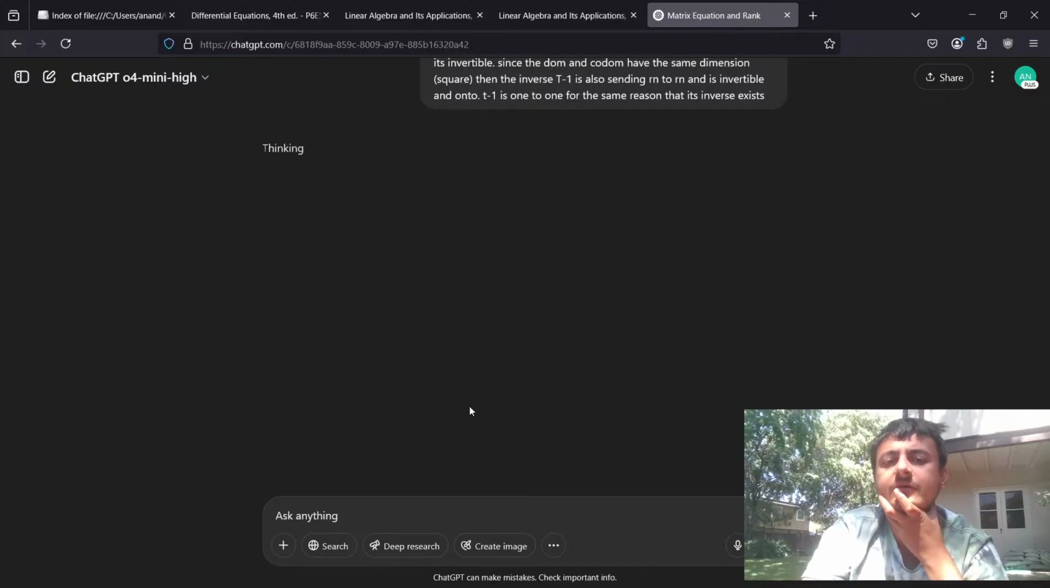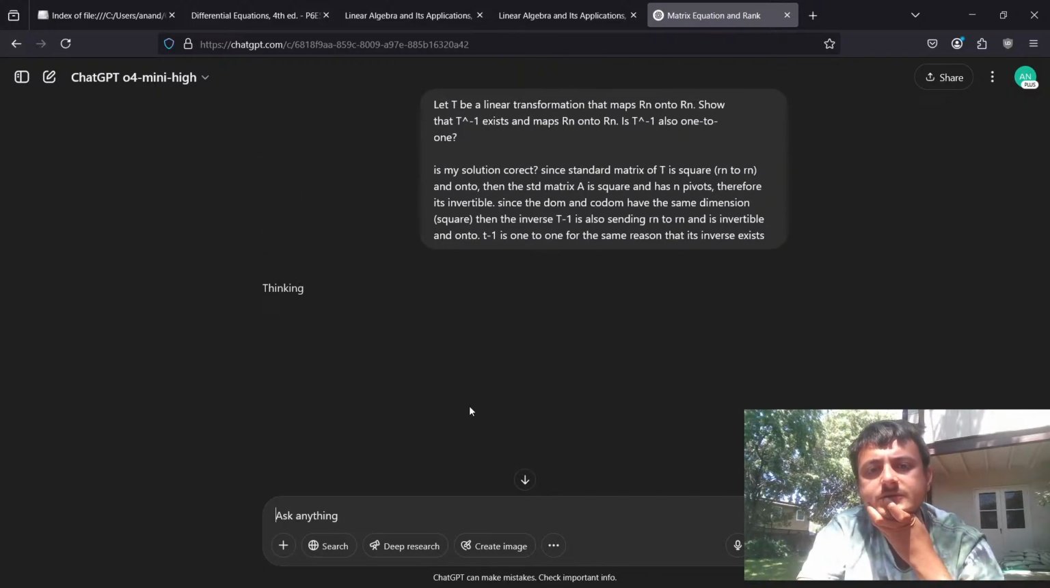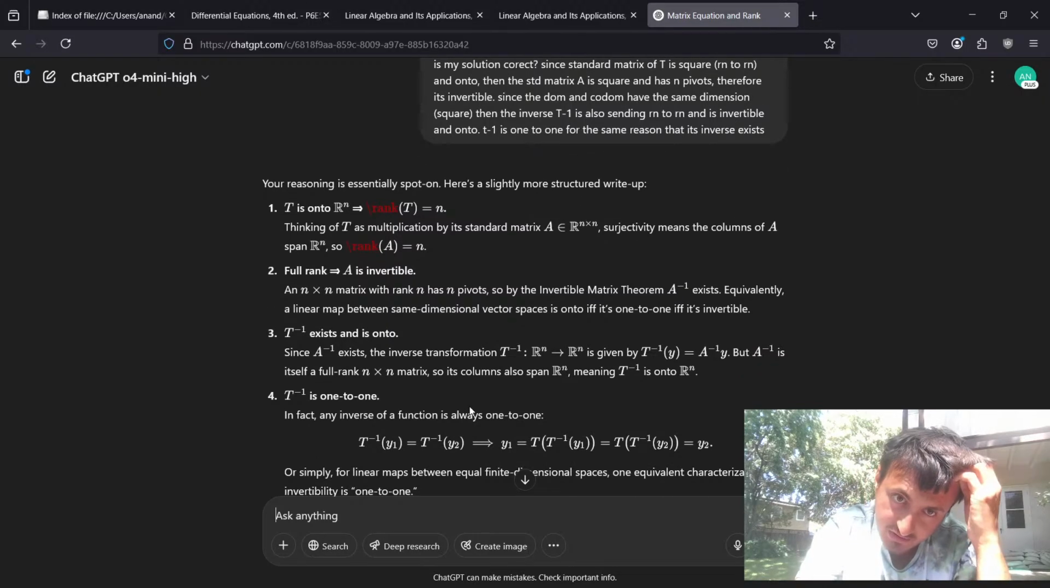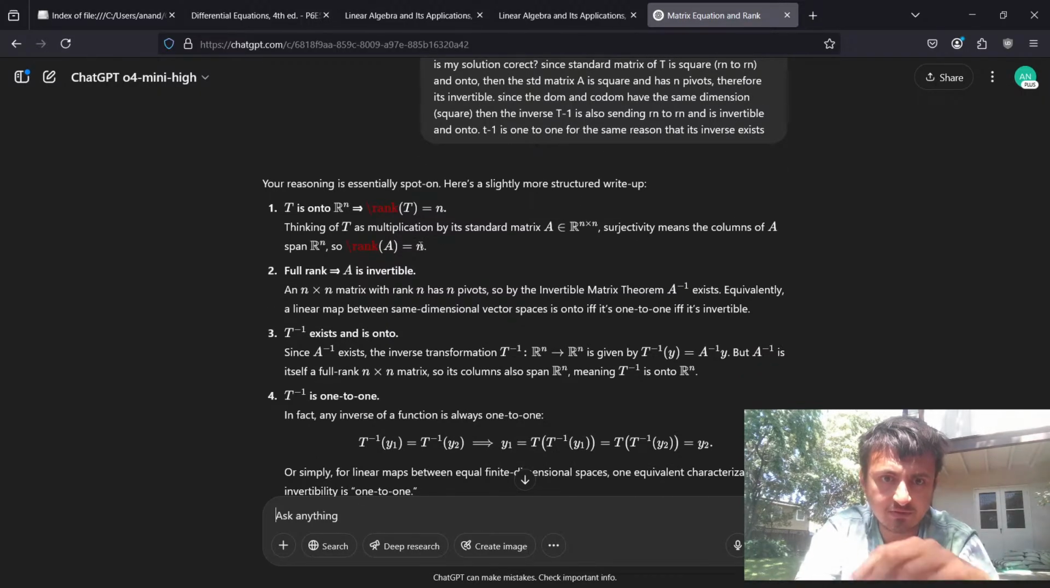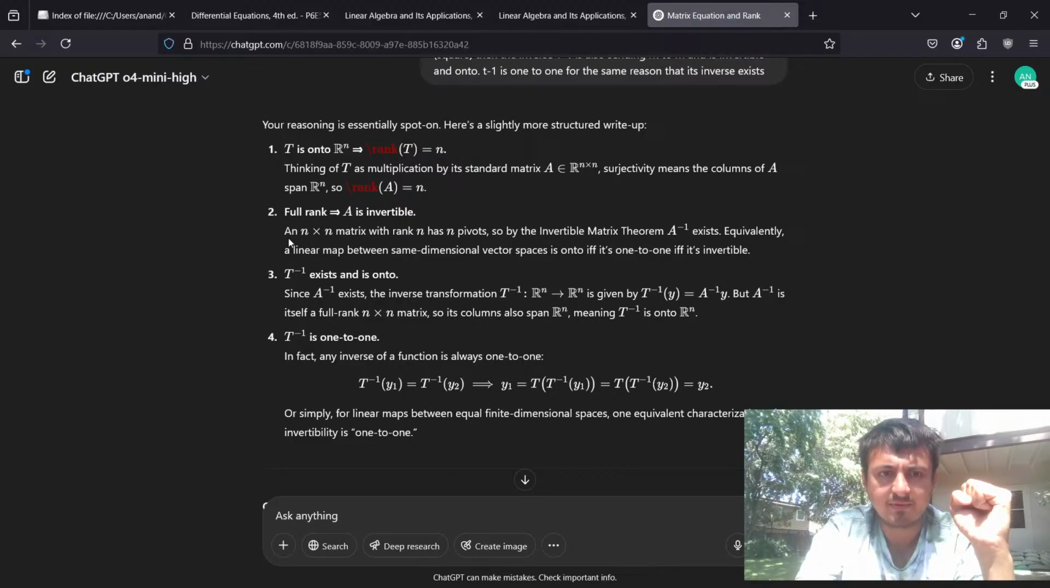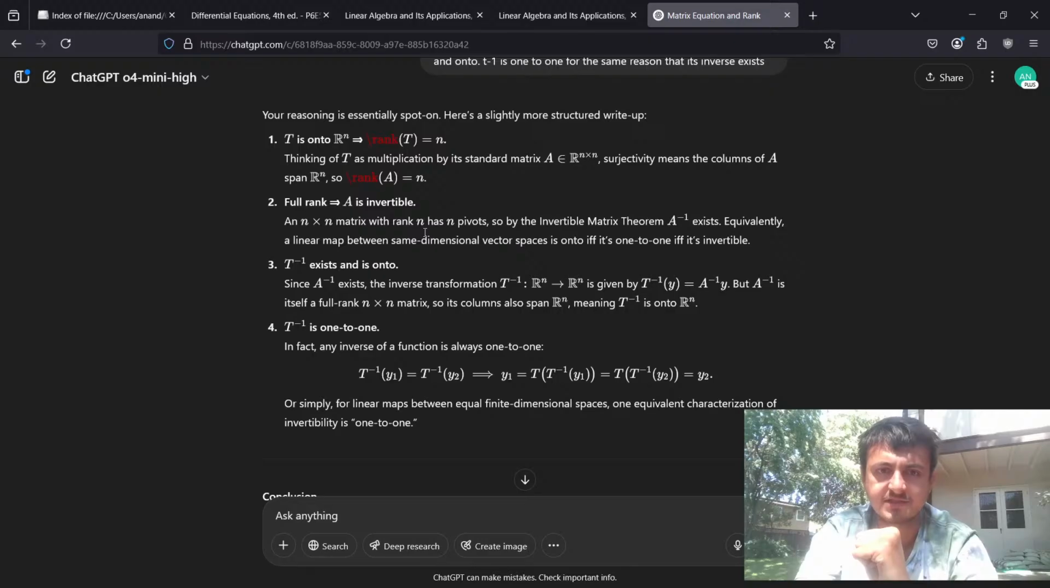Let's see. I want to see how it answers it, but I think it's, here's a structured write-up. T is onto Rn, so its rank is n. T is multiplication by a standard matrix. Surjectivity means the columns of A span Rn. Okay, that's the same thing. Yeah. An n by n matrix with rank n has n pivots. So by the invertible, its inverse exists. Okay, so we got to that part.